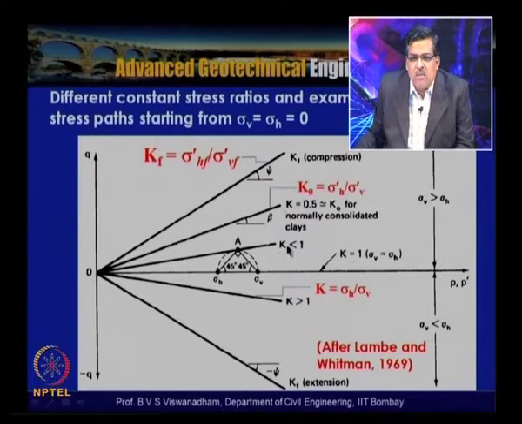and where we have k greater than 1, which indicates over consolidated soil samples, and 0.5 to 1 is normally consolidated clays, and up to a maximum of 0.8 for normally consolidated soils. For normally consolidated clays, this is the k naught condition, where k naught is equal to sigma dash h by sigma dash v. In the zone above this p dash axis, sigma v is greater than sigma h, and below this p dash axis, sigma v is less than sigma h.